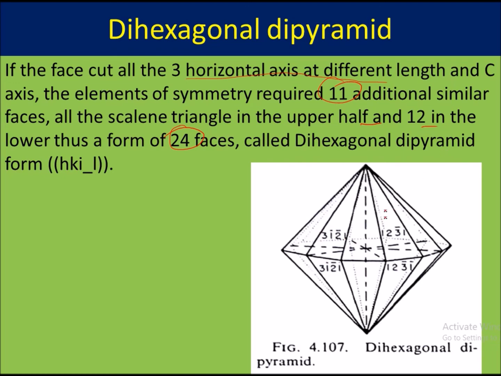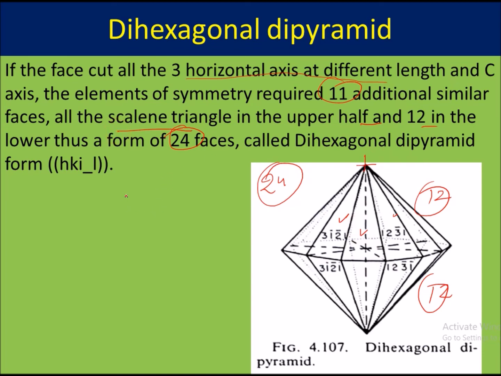You can see here what the basic condition is. The face is cutting 3 horizontal axes at different lengths and it's also cutting the C axis, okay. So we will get 12 faces on the upper half and 12 faces in the lower half. So this is a 24 faced form, okay. And you can identify that each face is a scalene triangle, okay.